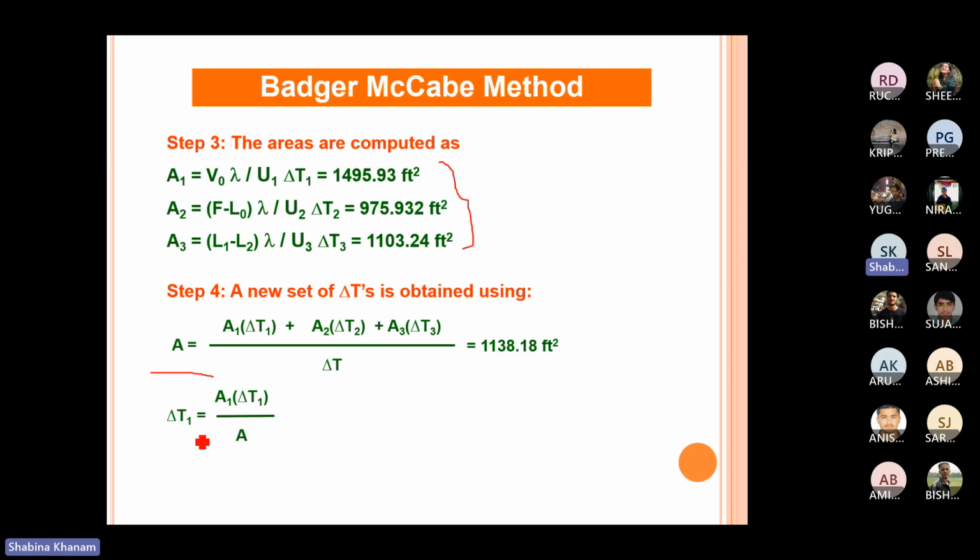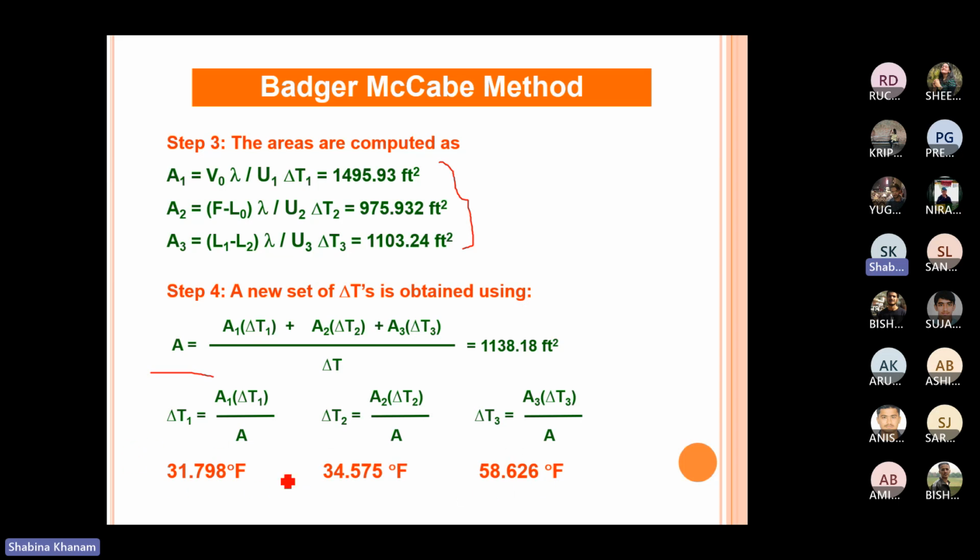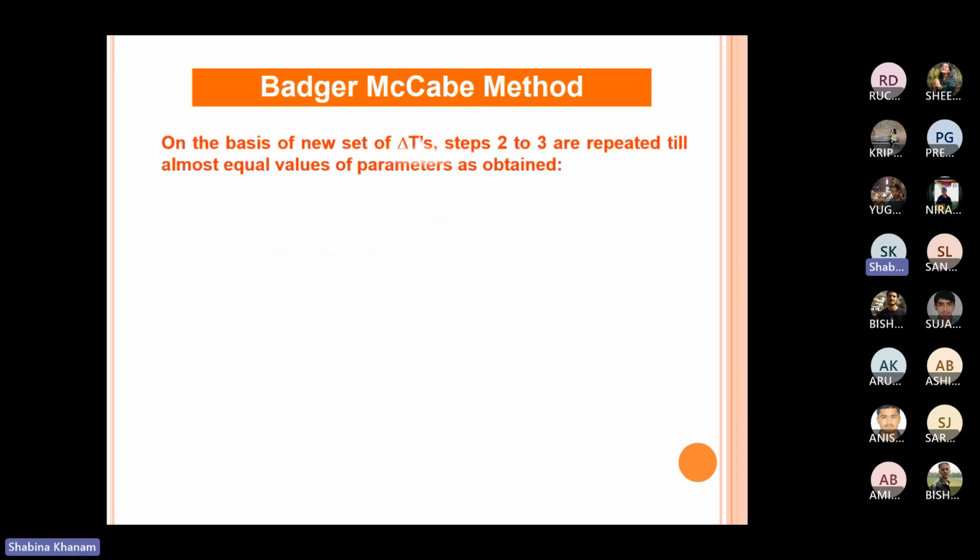So from here delta T1 should be A delta T by A1. You can find delta T2 and delta T3 like this. Once you have all these values, you can further calculate T1 and T2, and then L3 will be fixed, L1 and L2 you need to find, then V0 you need to find, then these areas you need to find. So these six parameters you should keep iterating until you find equal values in two consecutive iterations, as you can see in this table.